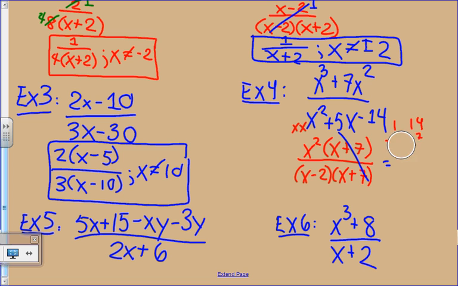Take it up to this side right here. It's going to be x squared all over x minus 2. And then I'm going to go back to this one right here. There's 2 things that x can equal.